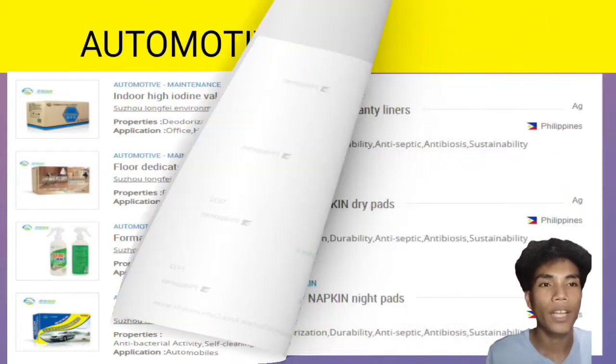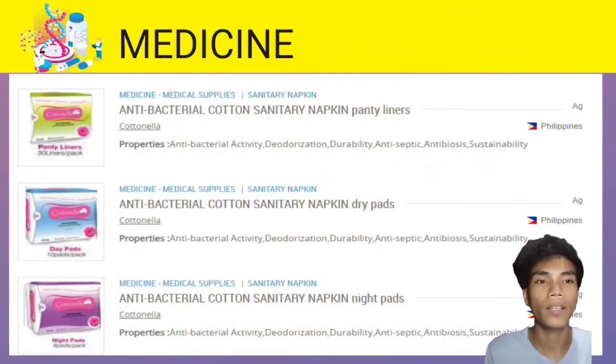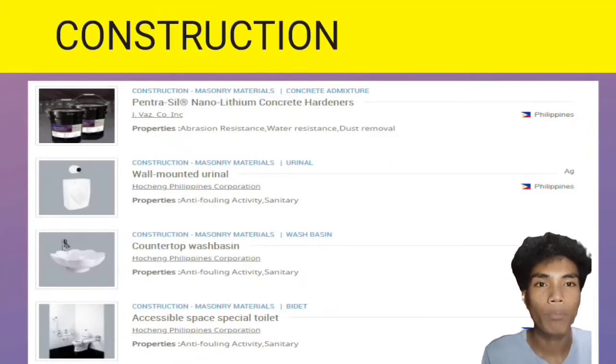Then for the area of medicine, we have three products, which is very obvious. It's for feminine care. So we have panty liners, dry pads, and night pads, developed by Cotonia Company. Then for the area of construction, we have Pentracell Nano Lithium Concrete Hardeners. It's water resistant.